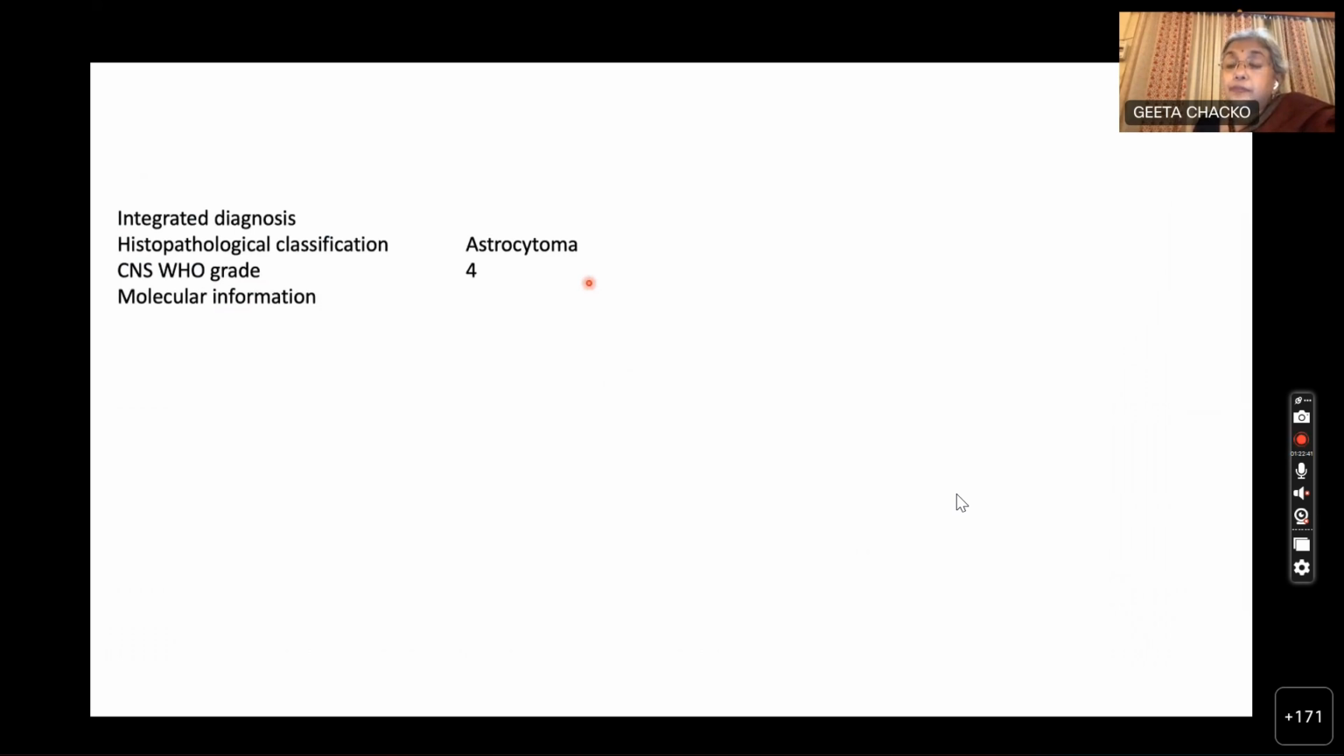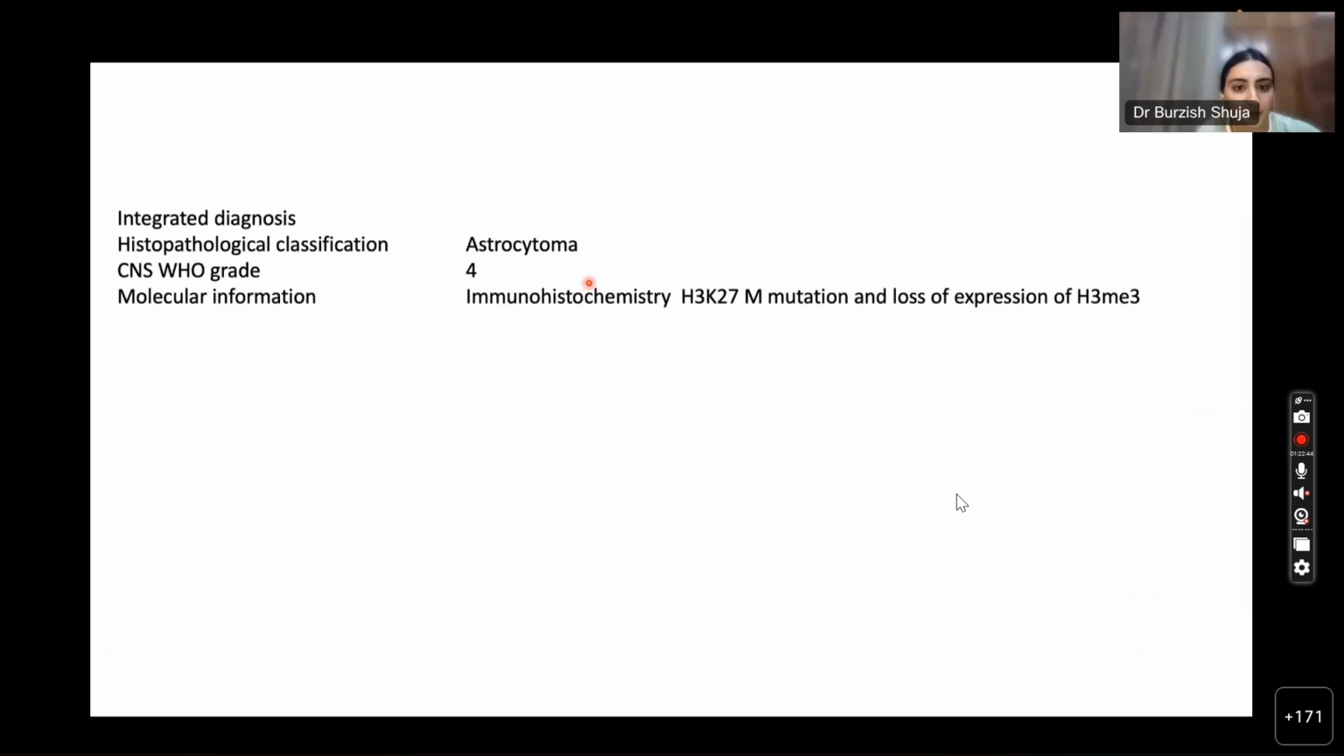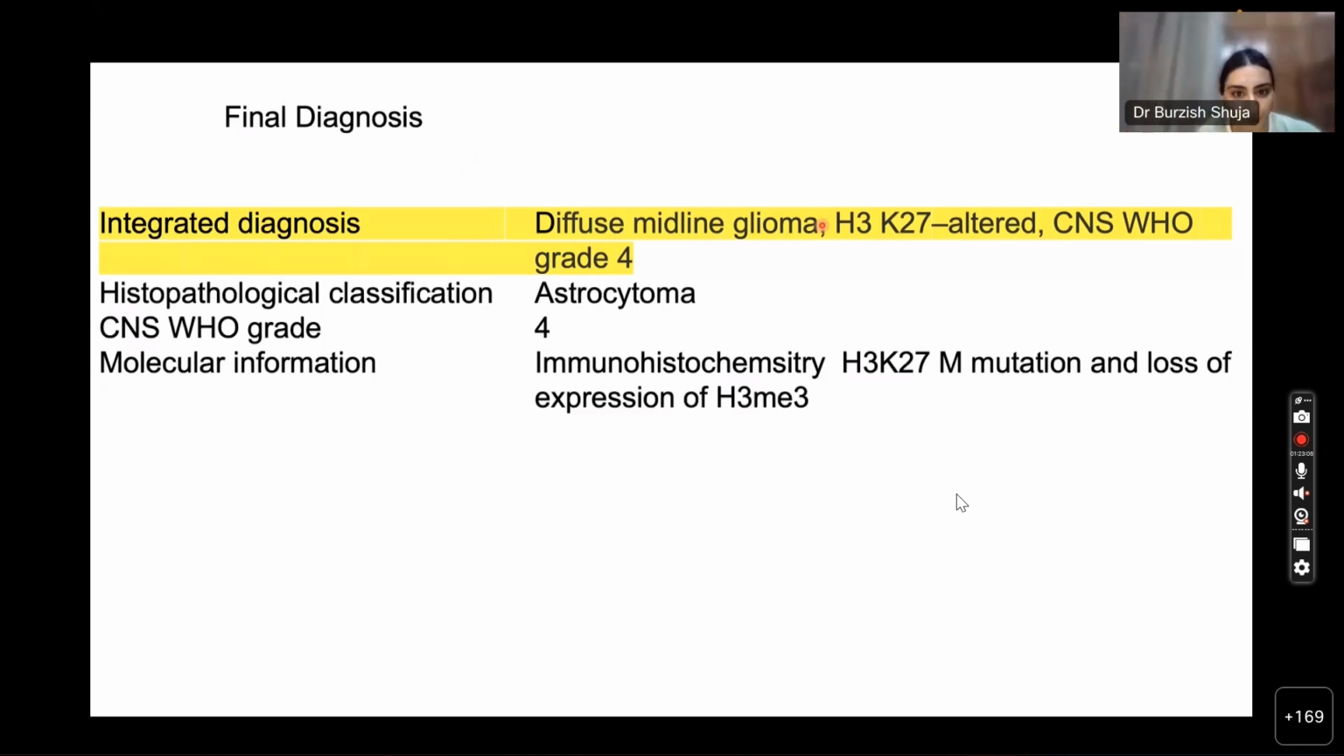H3K27 altered. Yeah, it has both the mutation and the loss of expression, and we've done it by immunohistochemistry. So what would be your integrated diagnosis? Diffuse midline glioma, H3K27 altered. Yes. Then WHO grade 4, CNS WHO grade 4, because you've got all the criteria fulfilled for this tumor with these markers.